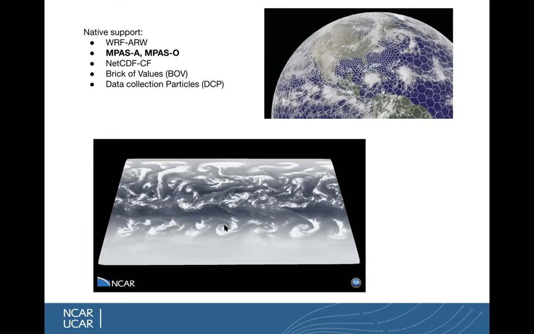Here's a Vapor visualization of WRF using our new Osprey renderer. And this is a simulation of a, gosh, what do they call it? An aquaplanet. It's like Earth, but there's no land. I'm not sure what the applications are for it, but I think it's kind of a neat concept at least.